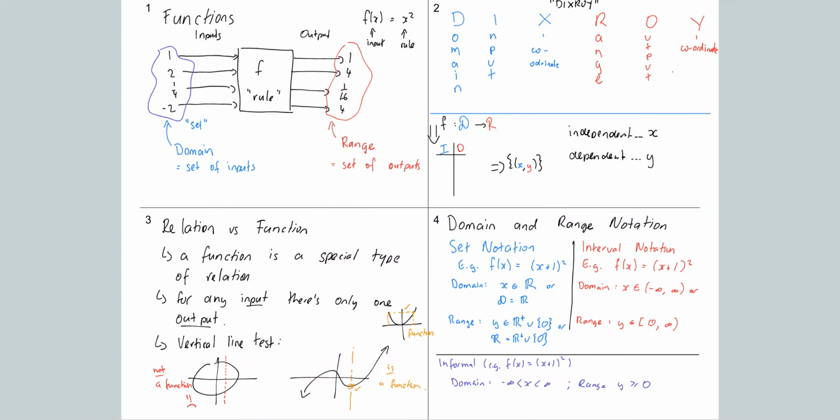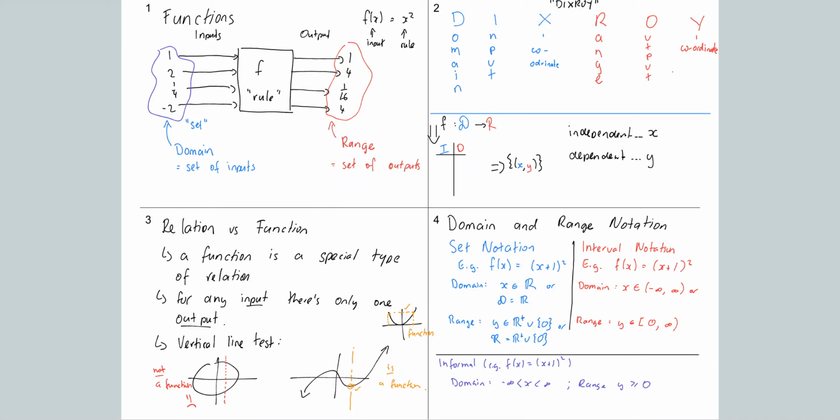Last video, we had a look at functions and relations, and the idea that a function is a special kind of relation. We were introduced to the idea of domains and ranges, and in this video, we're going to have a look specifically at formal notation for domain and range, so that if you're asked what is the domain or what is the range, you are able to write it down pretty formally.